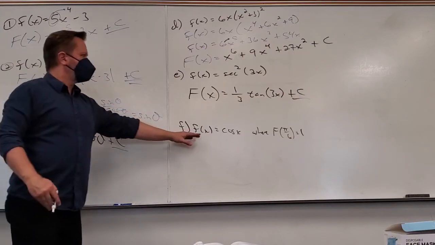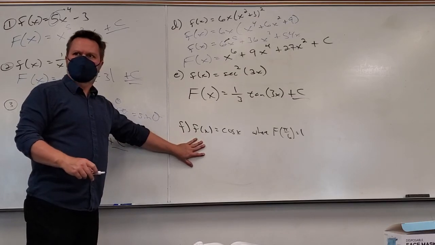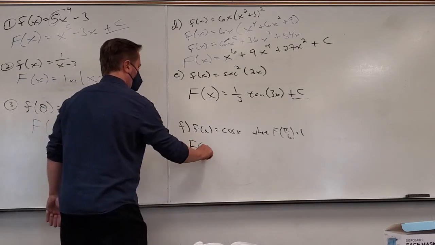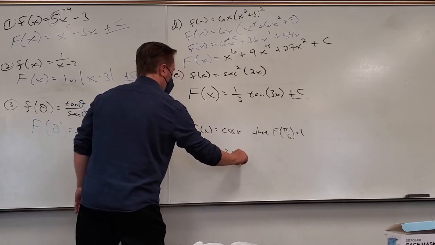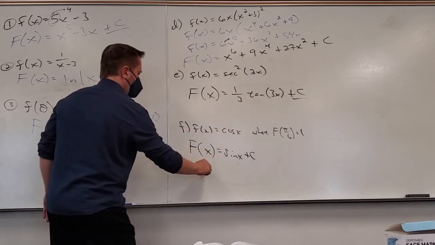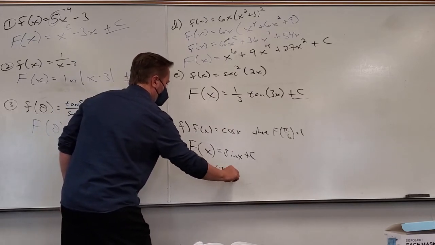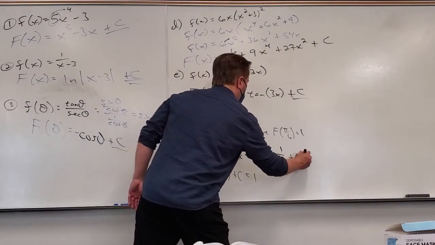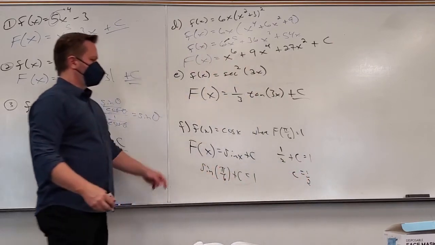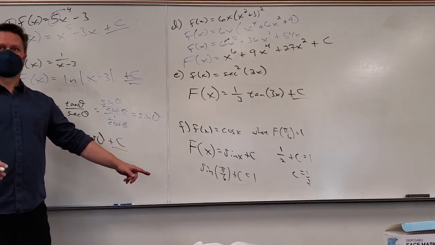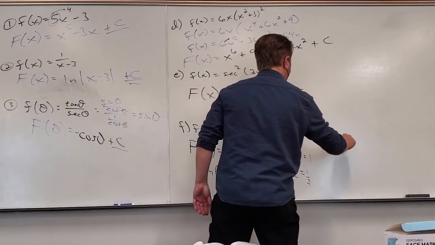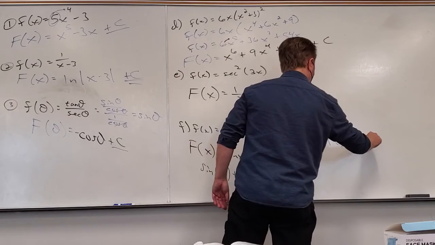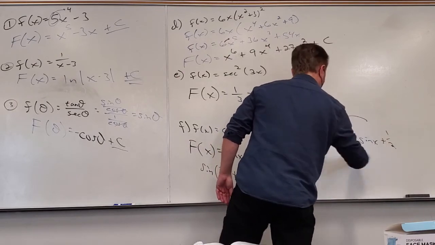All right. And then this guy starts off easy. Yes? Anybody agree with me? Big F would be sine x plus C. But I tell you that plugging in pi over 6 gives me 1. So what is sine of pi over 6? 1/2. So of course C is 1/2. So then your answer has got to be big F of x equals sine x plus 1/2. Shabba.